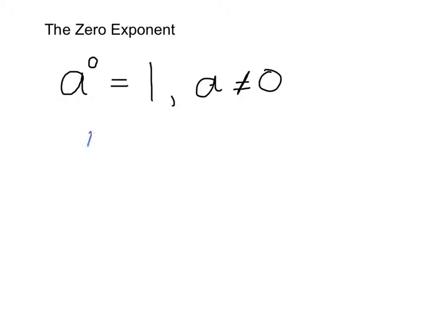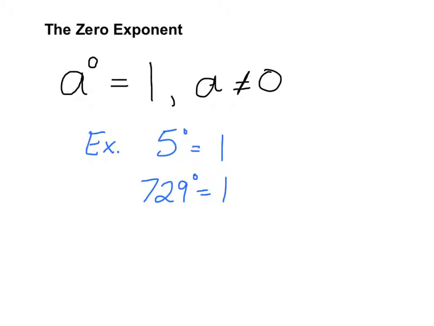Just quick examples of this is, say you had 5 to the power of 0. If you type that in your calculator, it will give you 1. If you had 729 to the power of 0, it'll still equal 1. The only time that a number to the power of 0 does not equal 1 is when you have 0 to the power of 0. If you type this in your calculator, you would actually get an error or an undefined answer. It's just like dividing by 0 is not possible, it's not possible to take 0 to the power of 0.